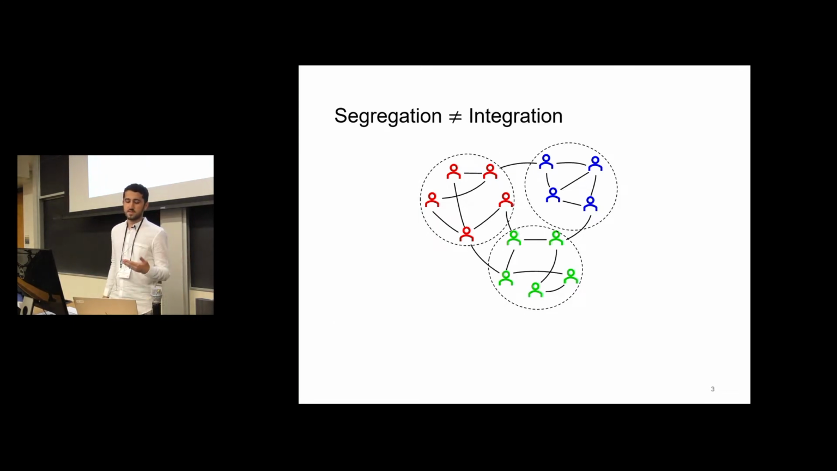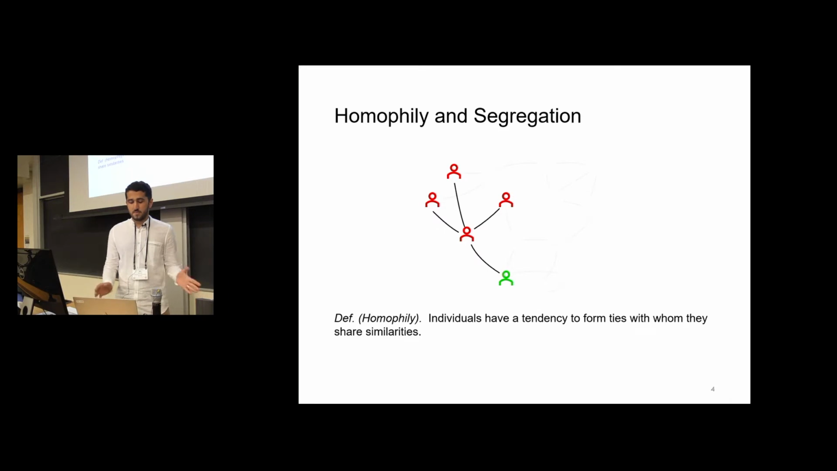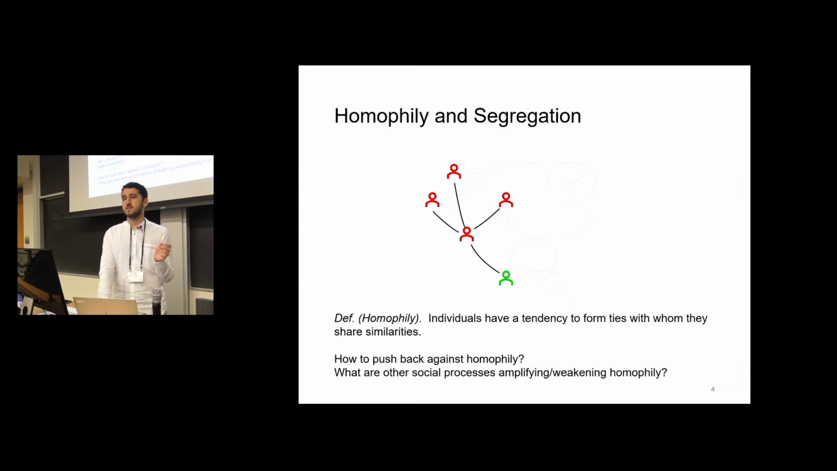The way we measure segregation is actually with the opposite term, network integration, defined as the fraction of bichromatic edges in the network, which are the edges between nodes of dissimilar types. One of the factors known to be responsible for network segregation is homophily, which says individuals have a tendency to form ties with whom they are similar to them. Because homophily is a natural force, it's challenging to push back against it. So we probably need to identify other social processes which are already amplifying or weakening homophily.